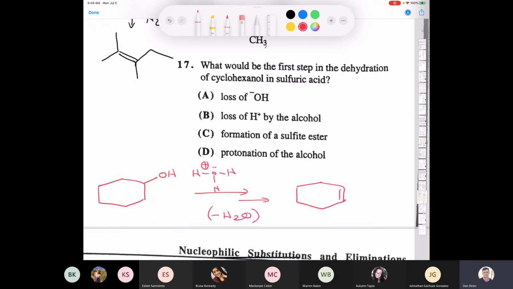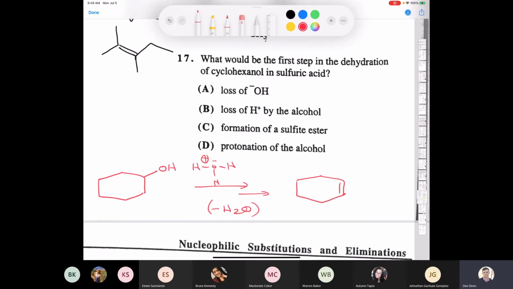Well, it's asking us, what is the first step? Could anybody tell me what the first step would be? Which one of these would be the best answer? It's the first step in the mechanism. Exactly. It's D. It's the protonation of the alcohol to convert it into a good leaving group. So this is all it is.